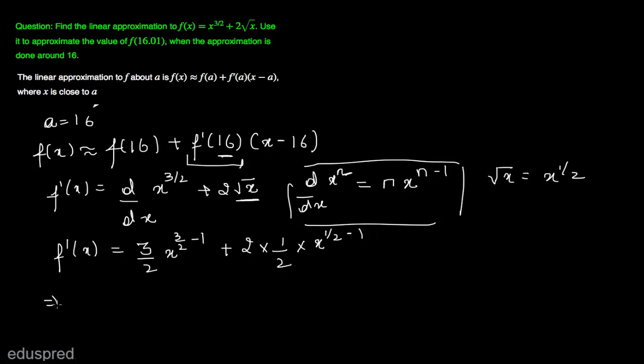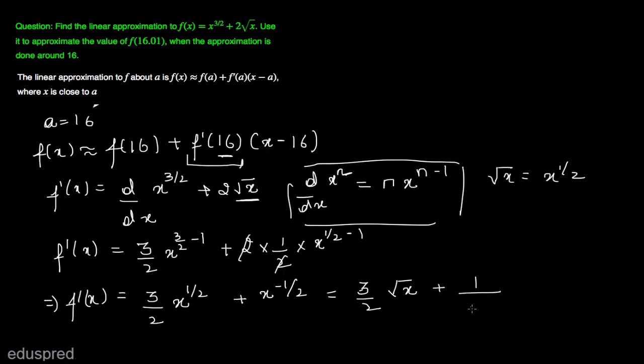So simplifying this would give us f'(x) is equal to (3/2) x^(1/2) plus, this 2 and this 2 get cancelled, so this would be x^(-1/2), which can further be simplified as (3/2)√x + 1/√x, as x^(-1/2) is equal to 1 divided by √x.